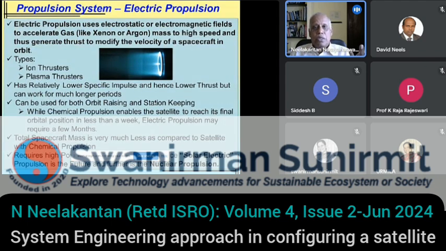Electric propulsion is possible by use of electrostatic or electromagnetic fields to accelerate a neutral gas like xenon or argon to achieve high speeds and thus generate thrust to modify the velocity of a spacecraft in orbit. Ion thrusters or plasma thrusters. Of course, electric propulsion results in a lower specific impulse as against a higher specific impulse of chemical propulsion, but its life can be much, much longer. And it may require a larger time for achieving the orbit. The total spacecraft mass is very much less when you use electric propulsion as compared to chemical propulsion.